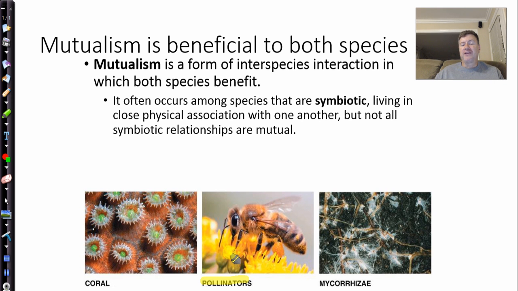How does the flower benefit? When the bee lands on it, it's going to pick up pollen on its hairy chest here. It's going to pick up the pollen and transfer it from one flower to the next. And so the flower benefits because it has a pollination system, part of its reproductive system, if you will. So here you have a clear example of a positive and positive interaction.